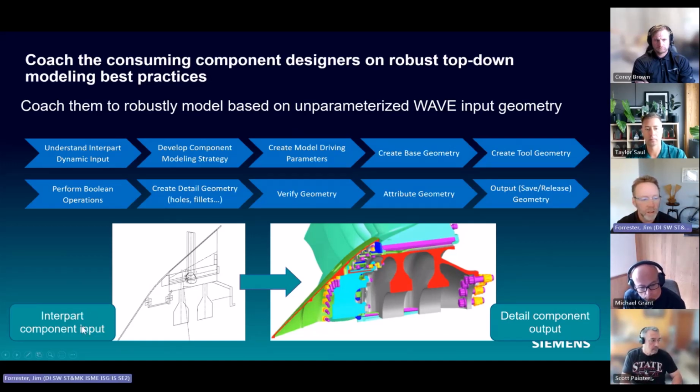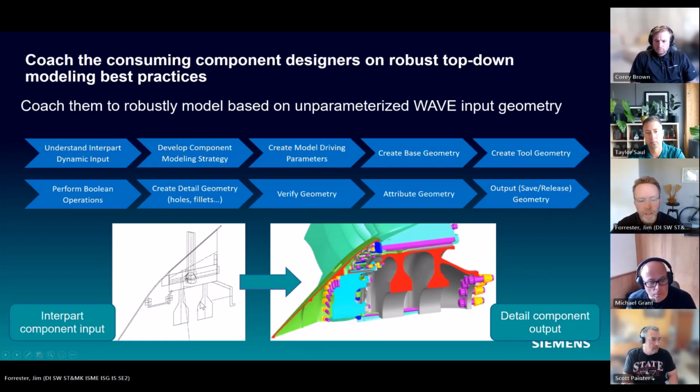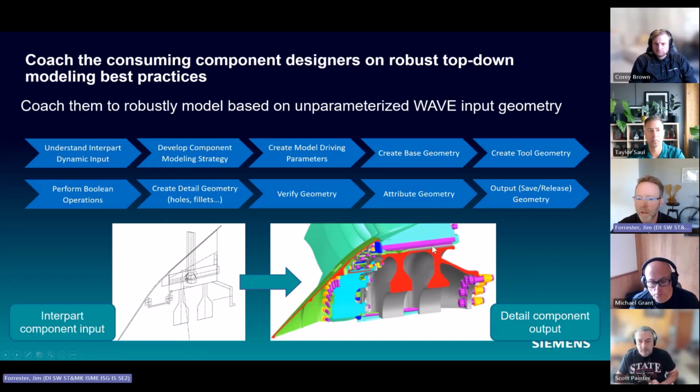So here the interpart component is the input, the output is these detailed components. How these components are modeled, given that we understand that changes may happen in a topology way, or I should say in a parameterized way. So, you know, these parts will remain, the sketch will remain, it's just going to change size. How do you model that robustly over here so that it will robustly update to these changes that are anticipated to happen?